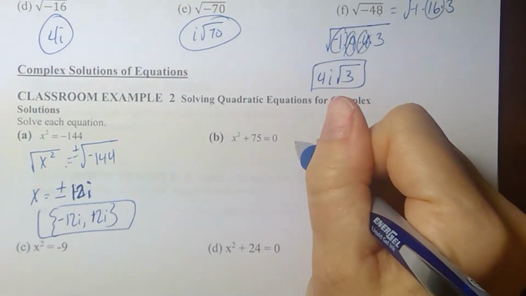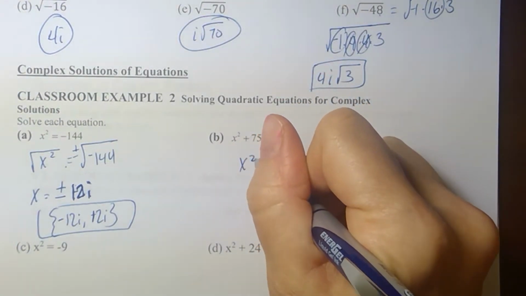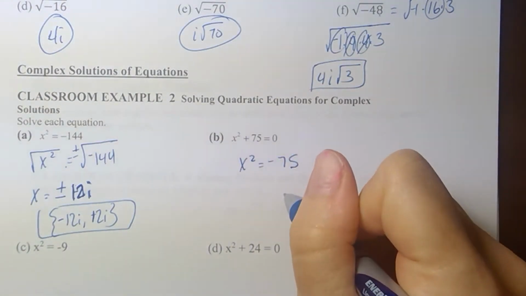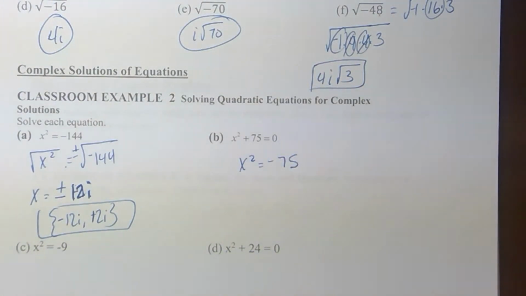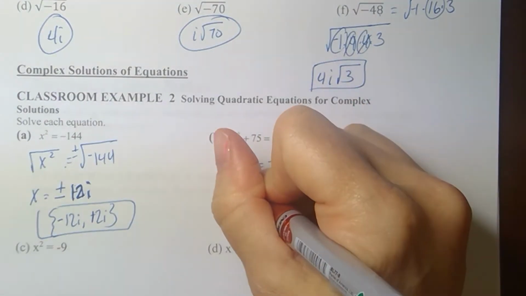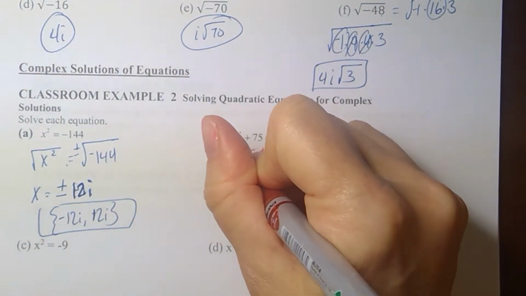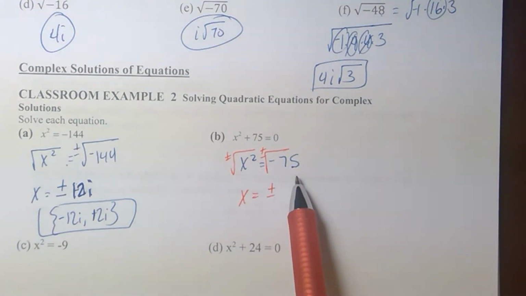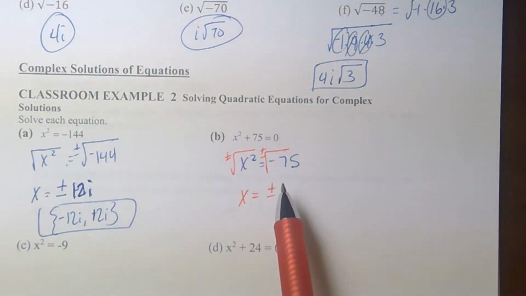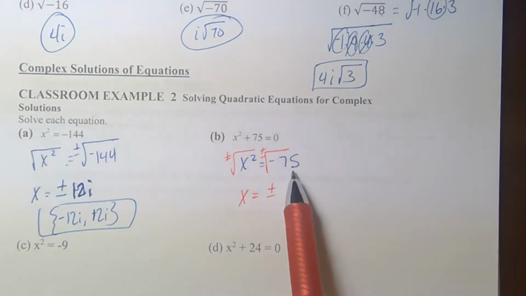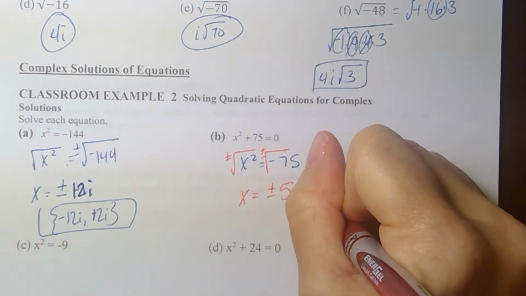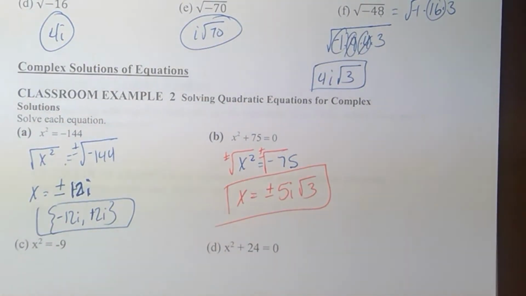On B, I would have to move that 75 over so that I have x squared equals negative 75. So I take the square root of both sides, consider plus or minus. So x is plus or minus, and then 75 is not a perfect square, but it has a perfect square factor. 75 is 25 times 3. So I have 5i square root 3.